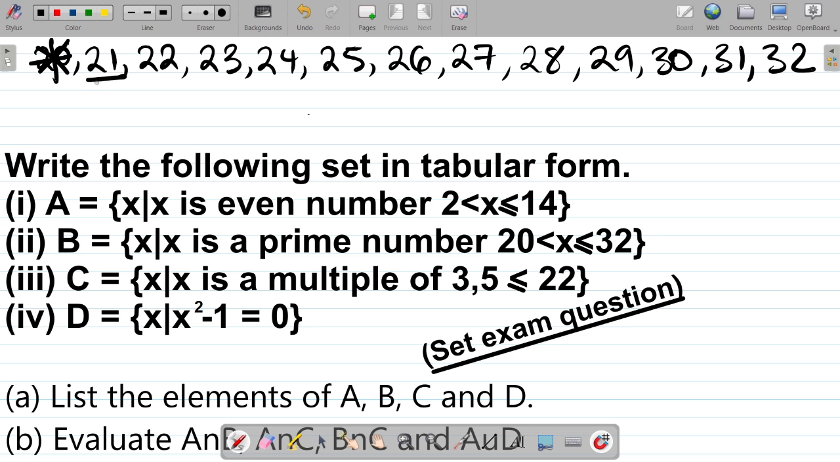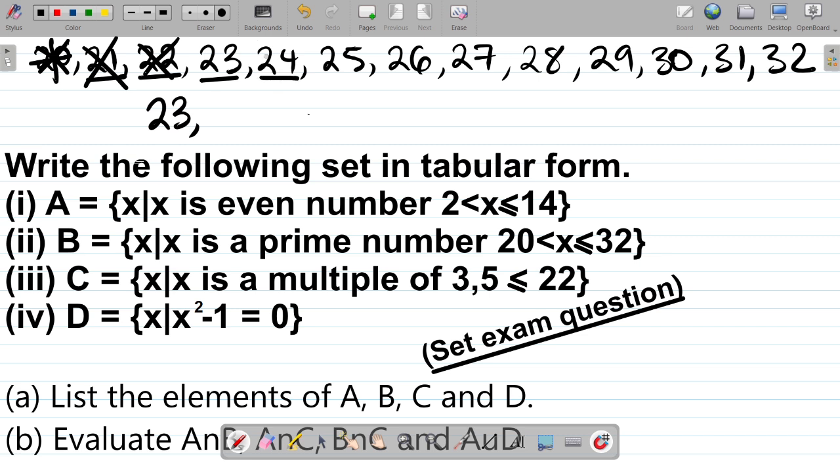21 can be divided by 3, and that will give you 7. That's a whole number. So 21 is not a prime number. 22 can be divided by 2, and that gives you 11. So it's not a prime number. 23 is a prime number because there's no number that can divide 23 without a remainder except 23 and 1. So that's a prime number.